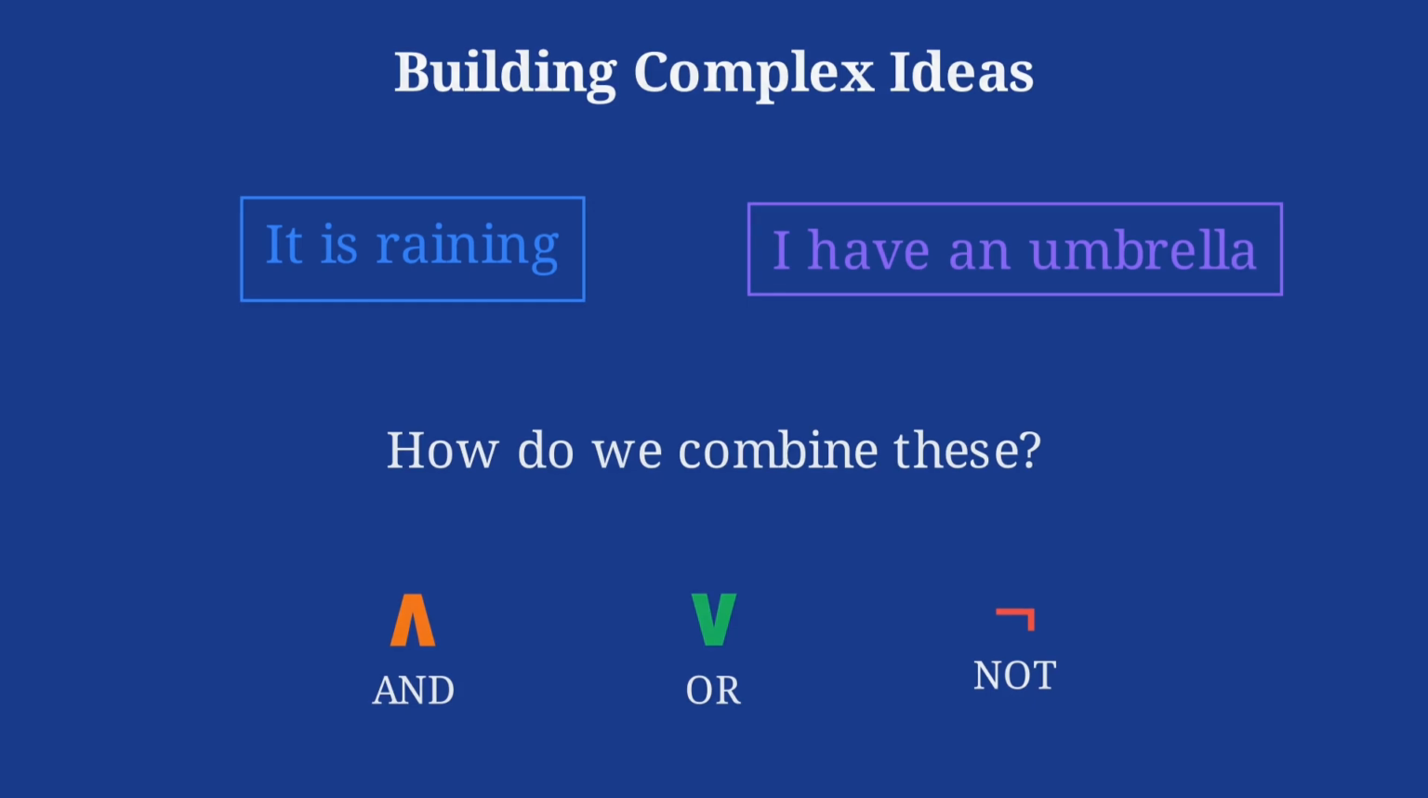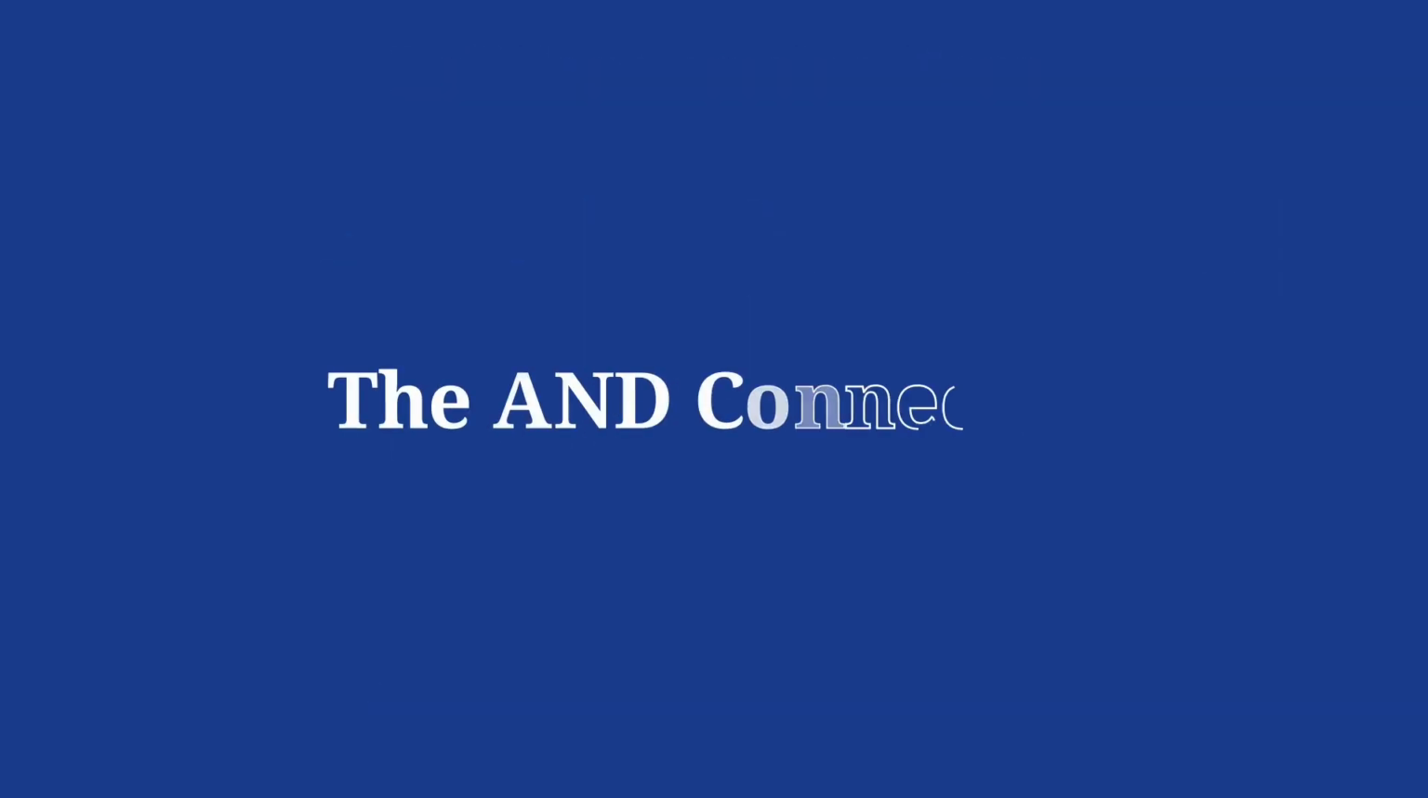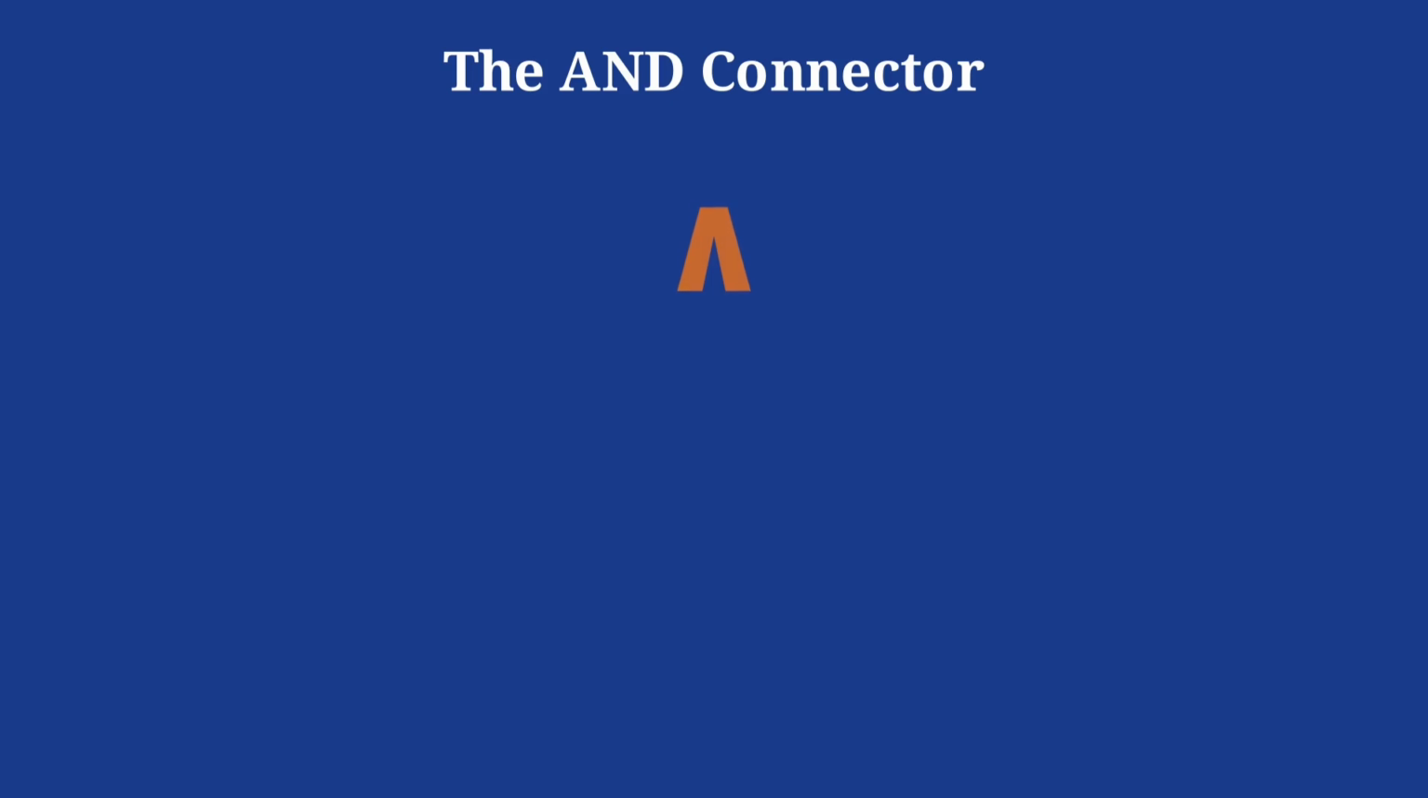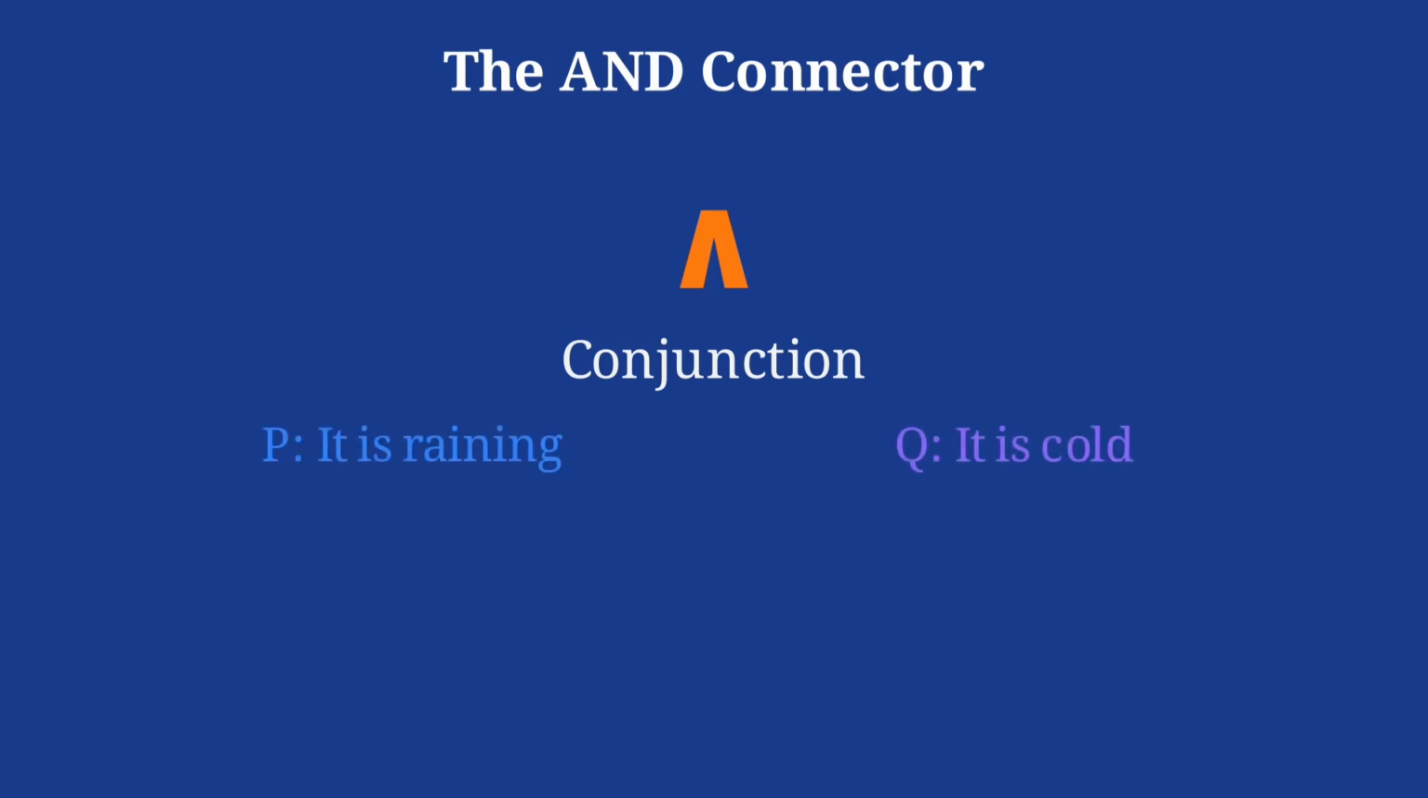Let's start with the AND connector. Its symbol is this upward-pointing wedge, and its formal name is conjunction. Let's take two simple statements. We'll call them P and Q. Let P be the statement "it is raining." And let Q be the statement "it is cold." We can combine them using the AND connector to form the new statement P and Q. We would read this as, "it is raining and it is cold."